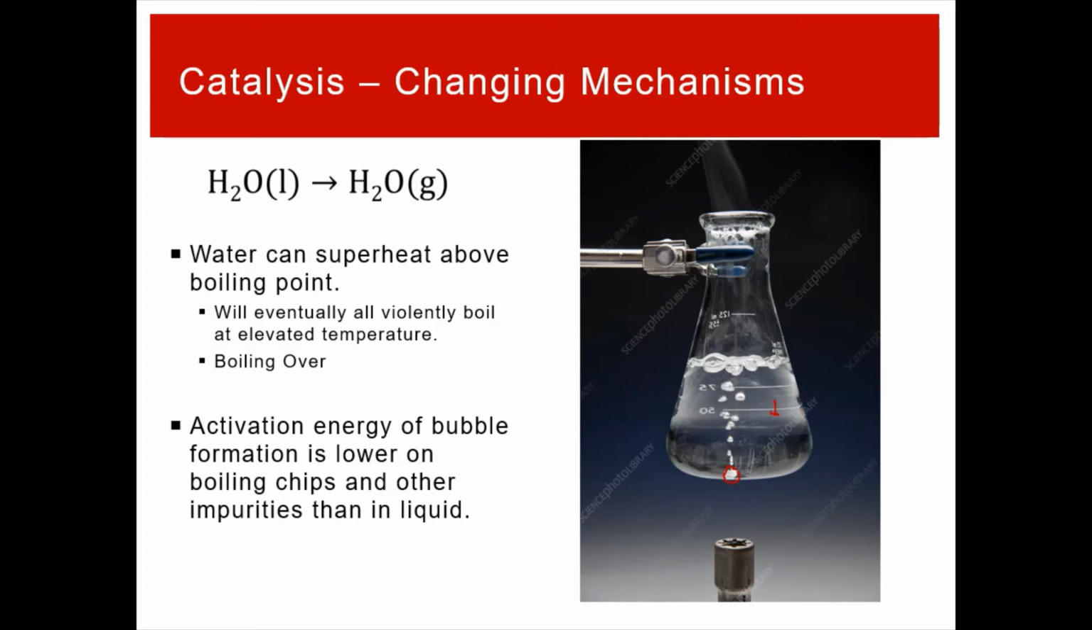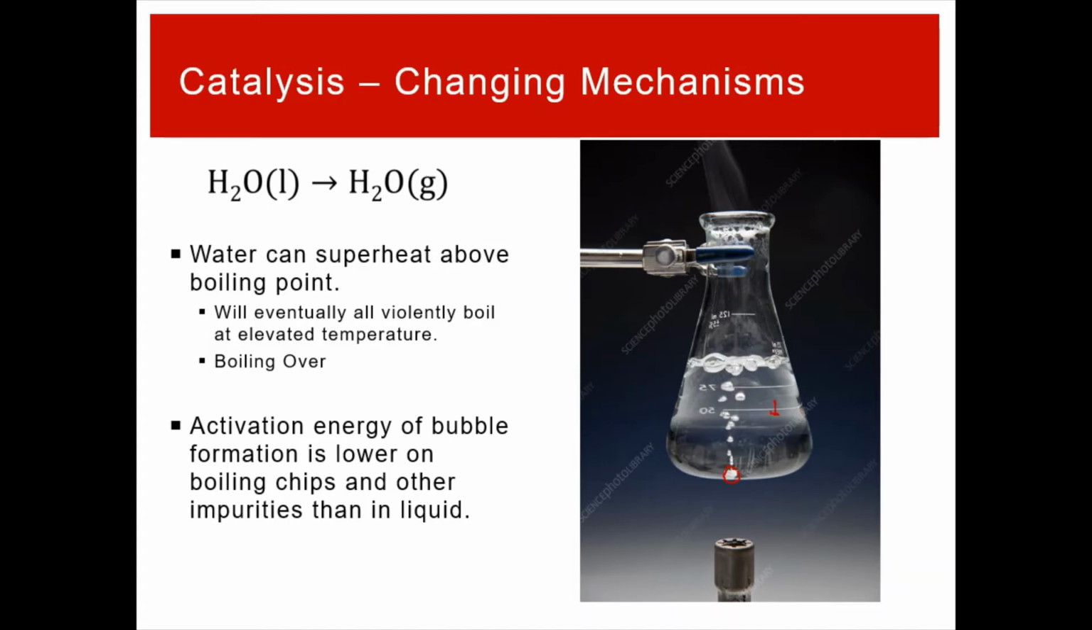The reason we use boiling chips, or put something like a stir bar in a liquid when you're heating it, is because otherwise the liquid gets overheated. The liquid gets superheated above 100 degrees C. Eventually, it gets really, really hot, and you're able to overcome that barrier.